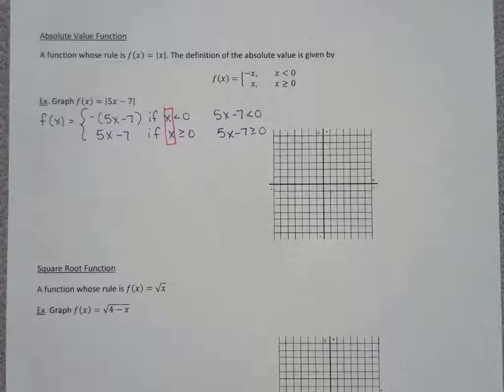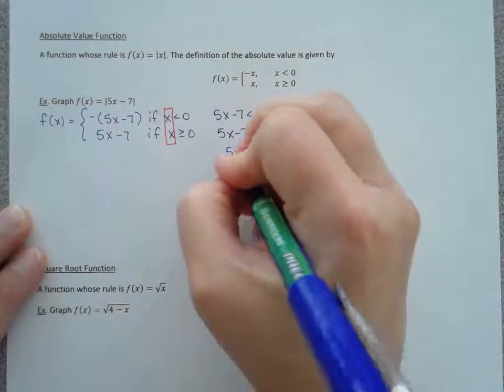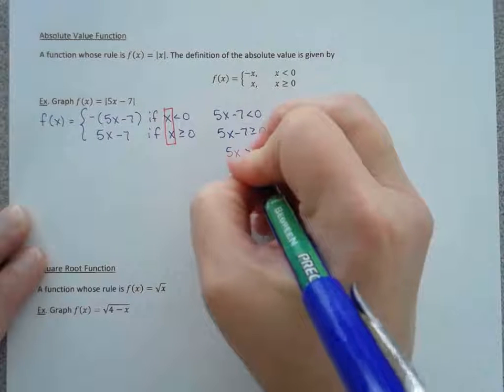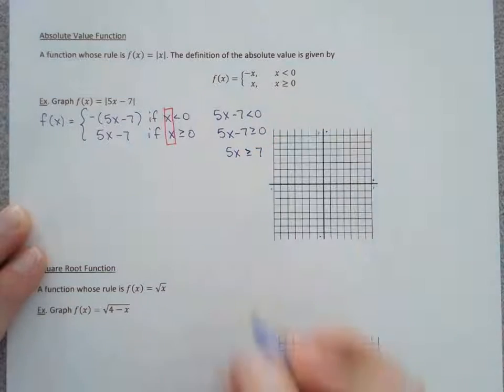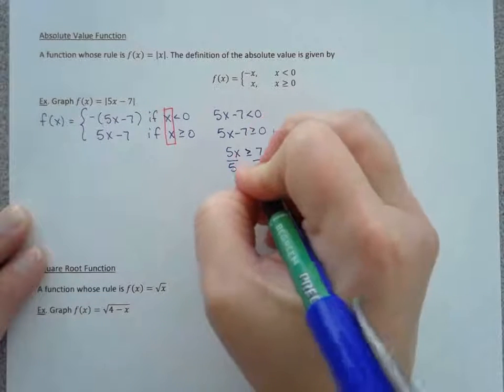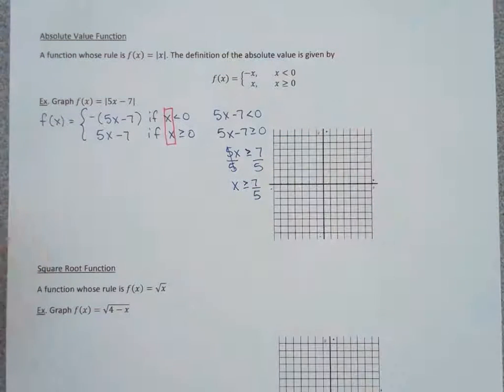Okay, so if I solve that little mini inequality, adding 7 to both sides gives us 5x greater than or equal to, or less than, it does not matter, 7. And then divide both sides by 5, and so x is greater than or equal to 7/5. This is our pivot point, essentially, in the absolute value. So this is the place where you're going to see that vertex. You're going to see where the two lines intersect each other.